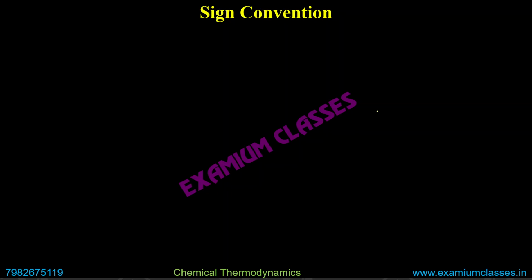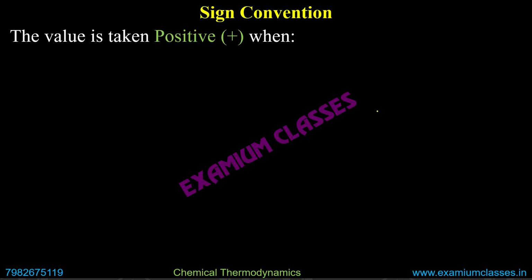Then sign conventions. These are very important because sometimes you will get your answer wrong if you don't consider the sign correctly. The value is taken positive. Value of what? Value of work or heat. I mean the value of energy I am talking about. So the sign convention for energies, work and heat, both are energies.